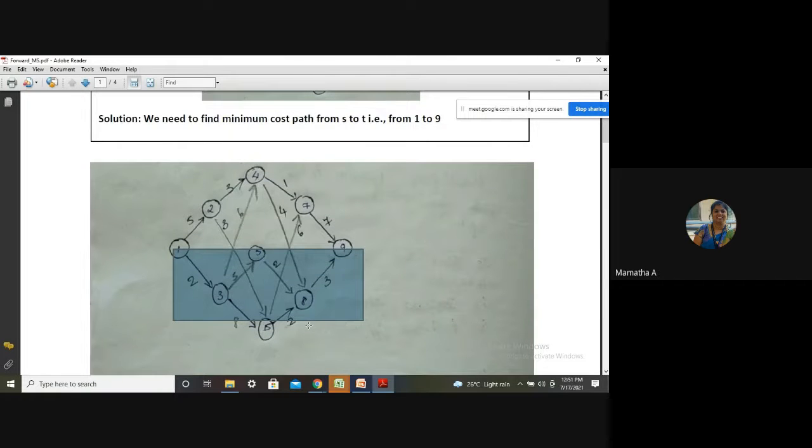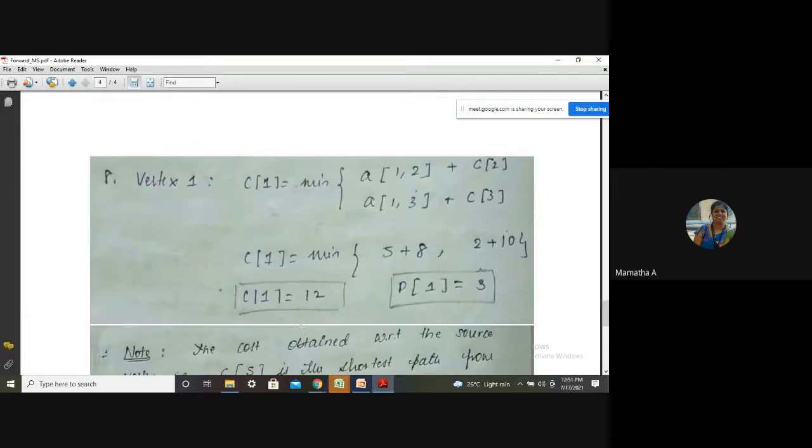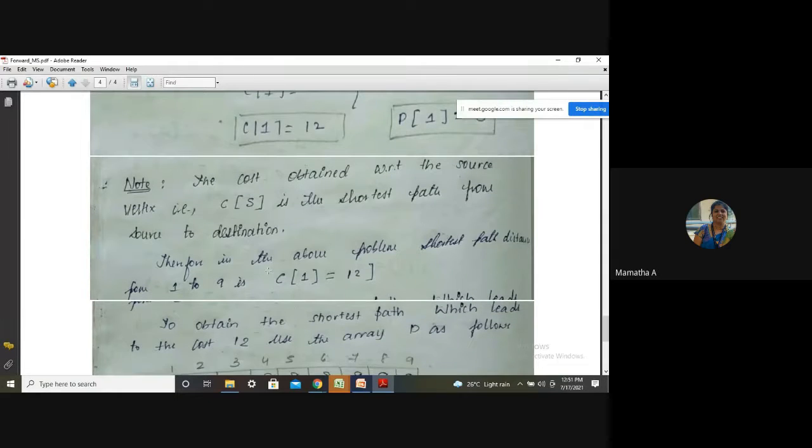Okay. So why is it called forward? Because you obtain the cost path using C of 1. From the source, you are reaching the sink. That's the reason it is called the forward path. Right? So forward path. Fine.